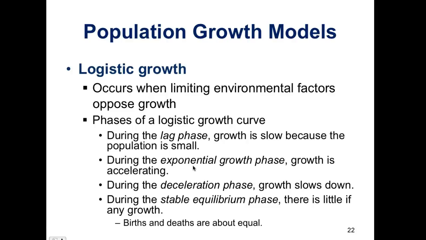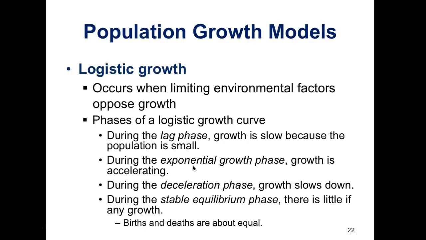The other type of population growth model is logistic growth. Logistic growth occurs when limiting environmental factors oppose growth. In this, you have a couple phases. You have a lag phase, exponential deceleration, and a stable equilibrium. So when we look at logistic growth, during the lag phase, the growth is slow because of the population being small. Then we're going to have a little bit of a growth rate accelerate there. That's during the exponential phase. And then we'll see where the phase is going to slow down.